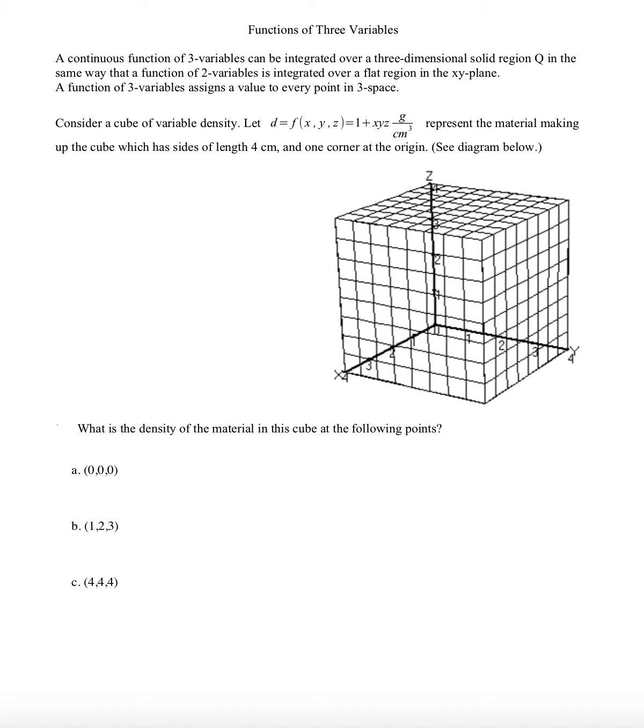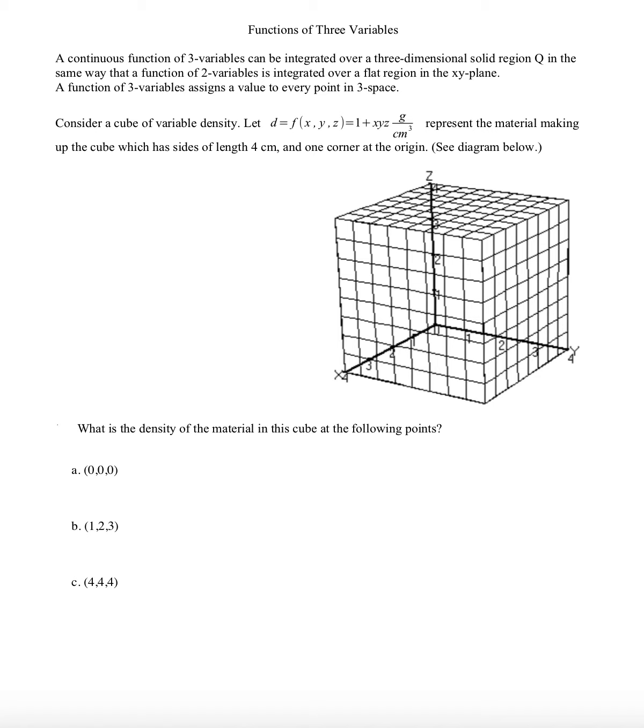Consider this cube of variable density. Let's say that its density is a function of x, y, and z, and it has the formula 1 plus xyz, grams per cubic centimeter. Now, obviously, depending on where we are in the cube, the density value will change according to that formula. And it'll represent the material making up the cube. This cube's sides have a length of 4 centimeters, and one of the corners is at the origin. What would be the density of the material at the following points?